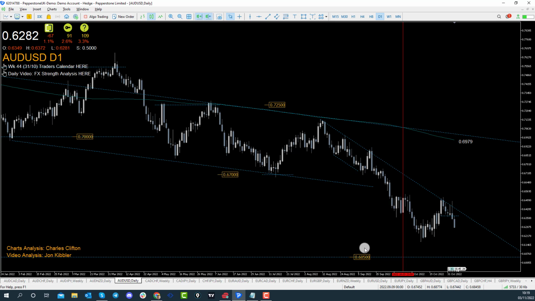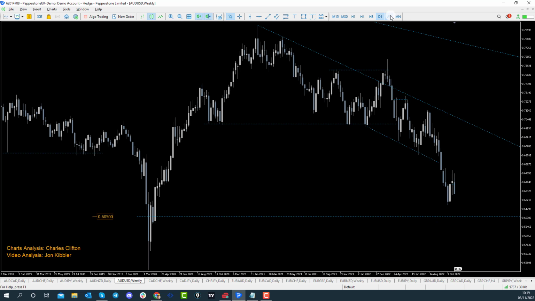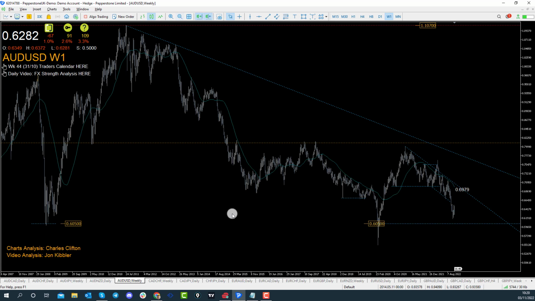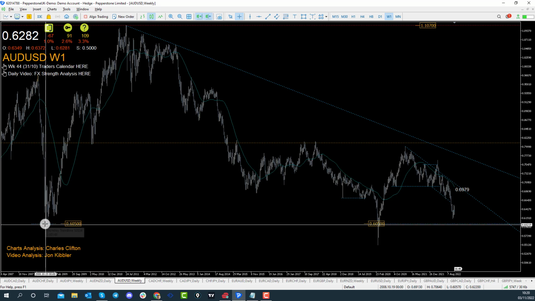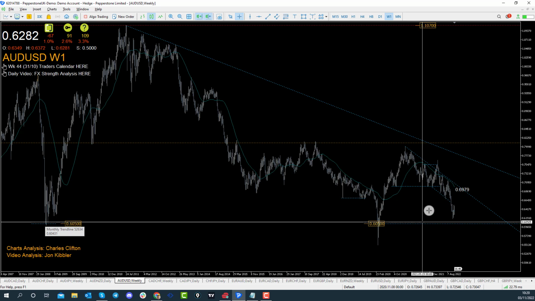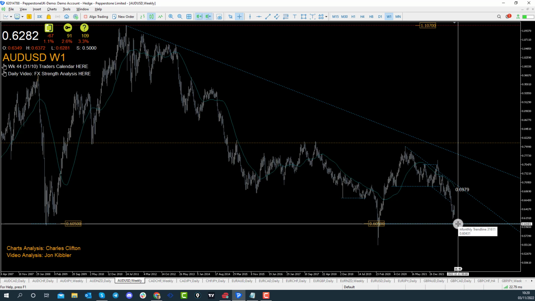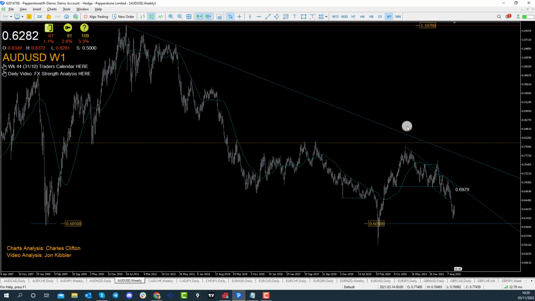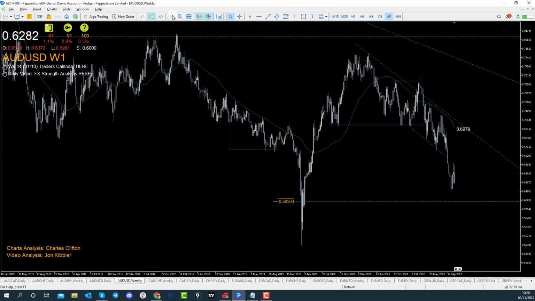Now we do have a support down here at the 0.6050. Again, if I just go to the weekly time frame, you can see that is derived from this area here. And if I just zoom out a little bit, you can see all the way back towards these lows in 2008 is where we've got that support level from. So that's an area we're expecting maybe wanting to be retested by the market. So 0.6050 is a target for this move down.